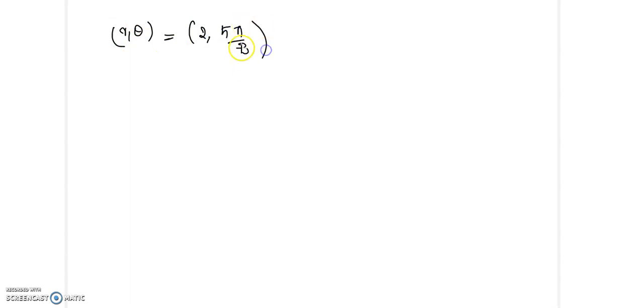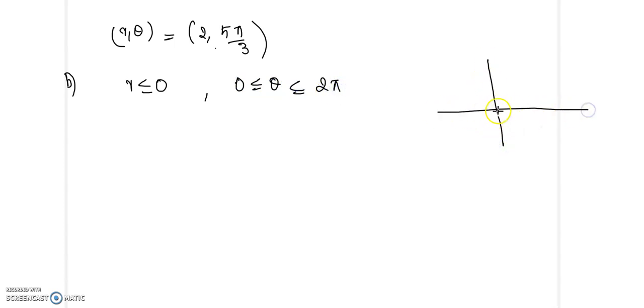So you can see that r is greater than or equal to 0 and theta lies between 0 and 2 pi. Now the second case is where r is negative and you must have 0 less than or equal to theta less than or equal to 2 pi. So this is our point, 2, minus pi by 3.